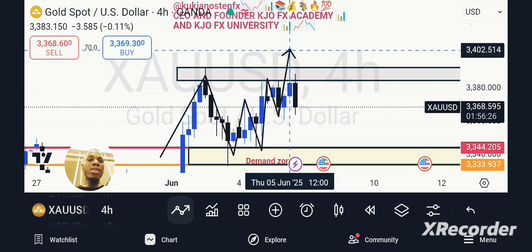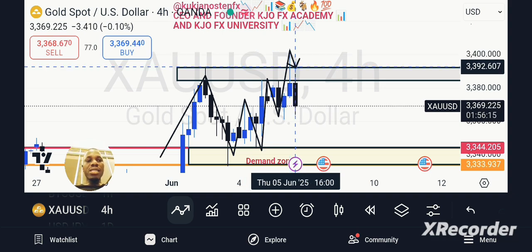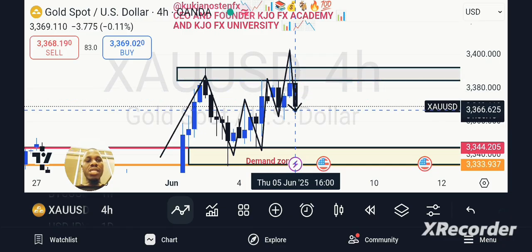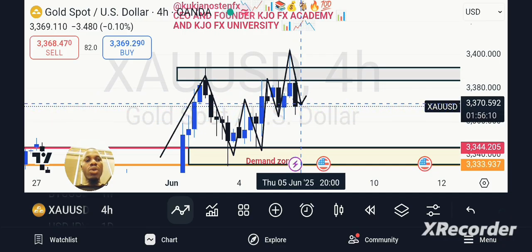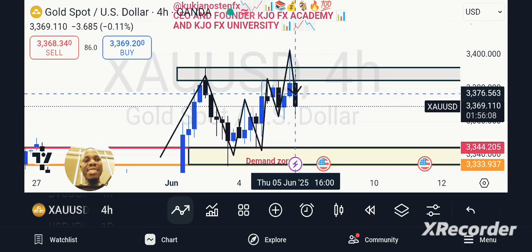It broke, but not with a valid breakout. So this breakout is called an invalid breakout. Price has now come back within the zone. Coming back within the zone, you can see that price came back and tested within the zone.